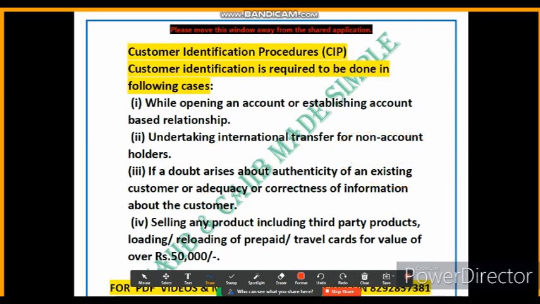So now let's discuss the customer identification procedure. So the first point is that while opening an account, okay, so CIP, let's discuss CIP.